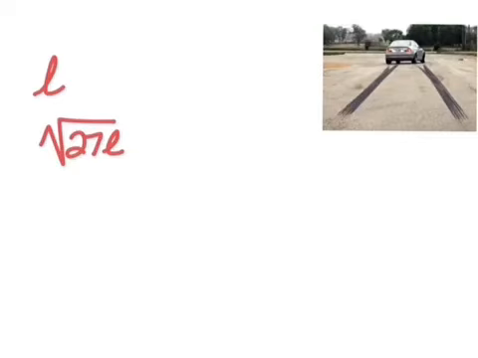Now that we've learned to simplify radical expressions, let's use one in a real-world problem. So let's say we're investigating a car accident. After a car accident, a police officer will measure the length, L, of a car's skid marks. L is in feet, by the way. The expression, the square root of 27L, gives the car's speed in miles per hour when the brakes were applied.